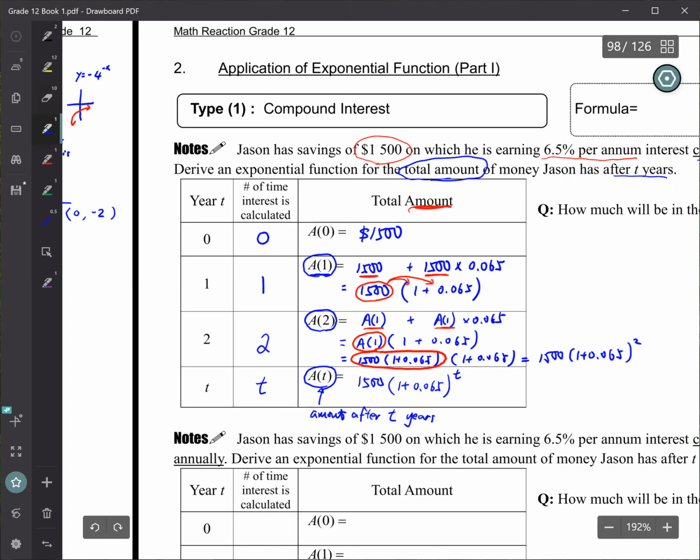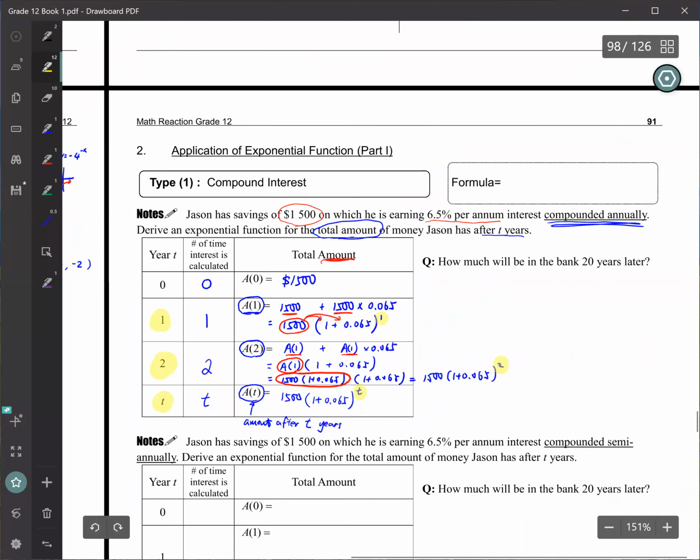Right? Look at the yellow highlighted. 2 years will be 2. 1 year will be 1. Right? It's only 1. So if it's t years, it will be t. Okay? So you can use this formula to find the money after any years you want.